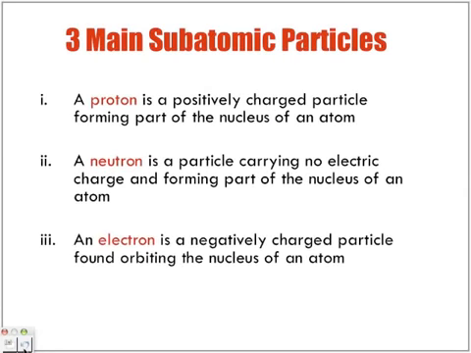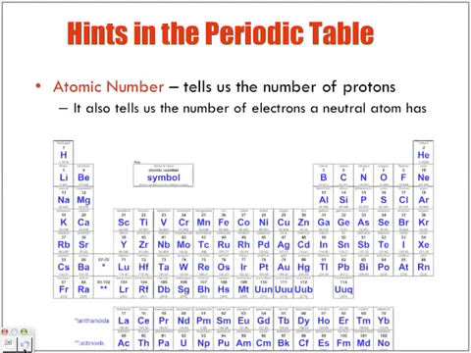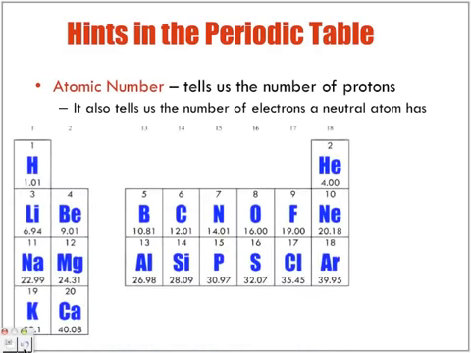So, hints in the periodic table. As we've said, the atomic number tells us the number of protons. It also tells us the number of electrons a neutral atom has. So, let's look at a simplified diagram of the first 20. We're responsible for the first 20, but this rule applies for all of them, not just for the first 20. So, I'm going to repeat. This rule that I'm showing you right now, the atomic number rule, applies to all the atoms of the elements of the periodic table.